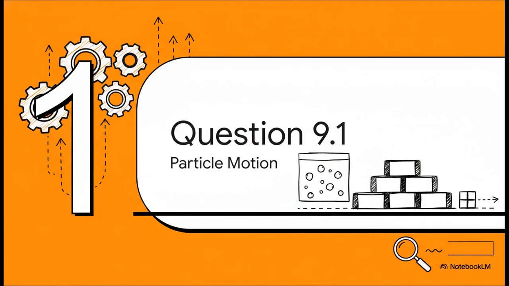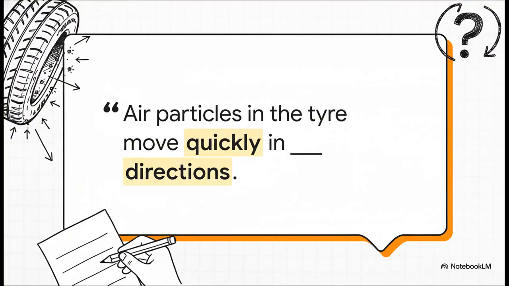Right, let's kick things off with question 9.1. It's a pretty straightforward one-mark question, but hey, every mark counts. Getting this one right sets us up perfectly for the trickier parts that are coming up next. So, the paper asks you to complete this sentence. Air particles in the tire move quickly in blank directions. It's just a fill in the blank. What's the single word you think they're looking for?